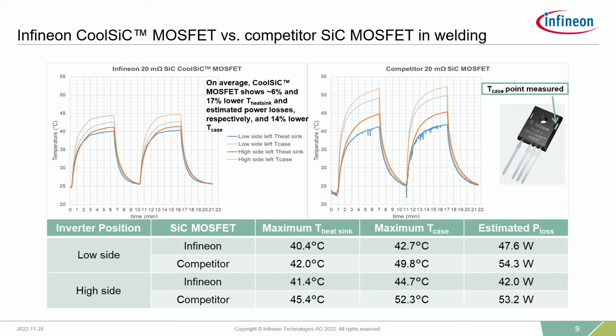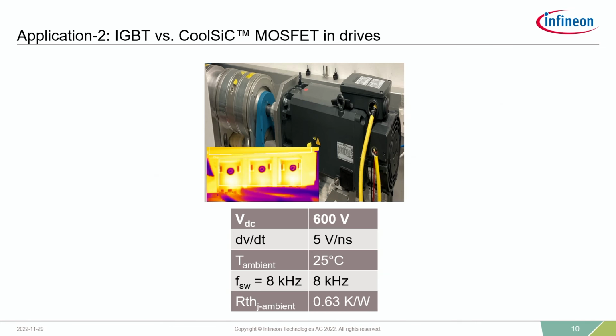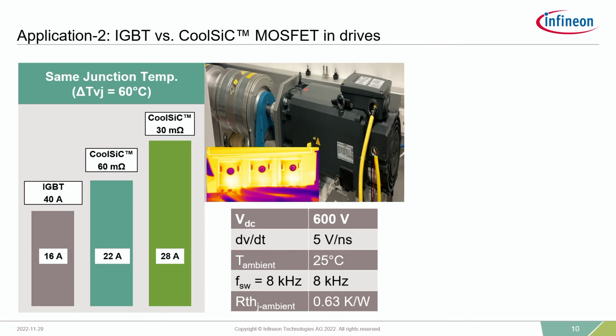Now let's have a look from the second application point of view, where I have compared Infineon's IGBT versus Infineon's CoolSiC MOSFET in a drive application. Here the topology is a V6 topology, and you can see the supply input for this application. From this, you can say that the three different devices are operated at the same junction temperature. I have taken a 40 ampere IGBT in a three pin package, and CoolSiC MOSFETs of Infineon, 60 milliohm and 30 milliohm, with the same package.